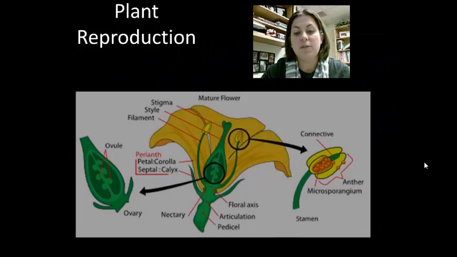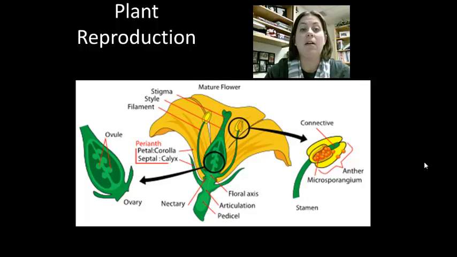So this mature flower you see here contains both male and female structures. The male structure is here. This is the stamen and is made up of the anther and the filament. As you can see here in the picture, the anther is responsible for producing the pollen grains. Now pollen grains are going to contain the sperm.